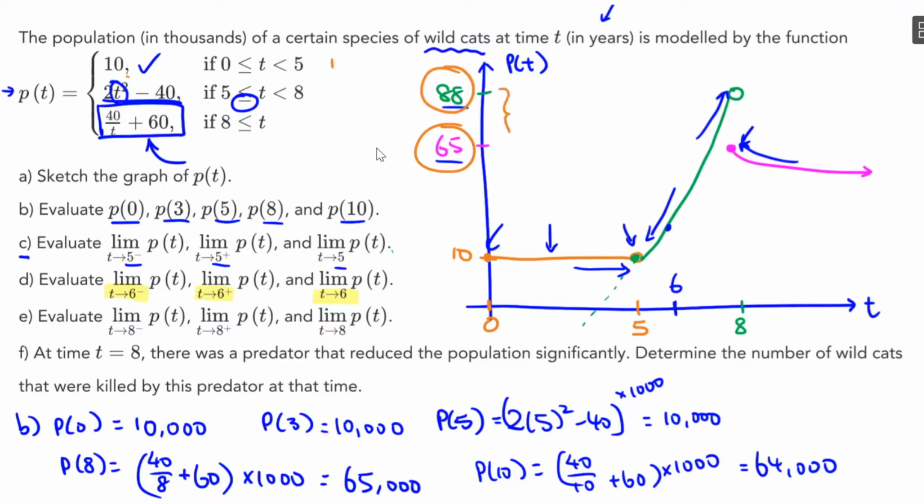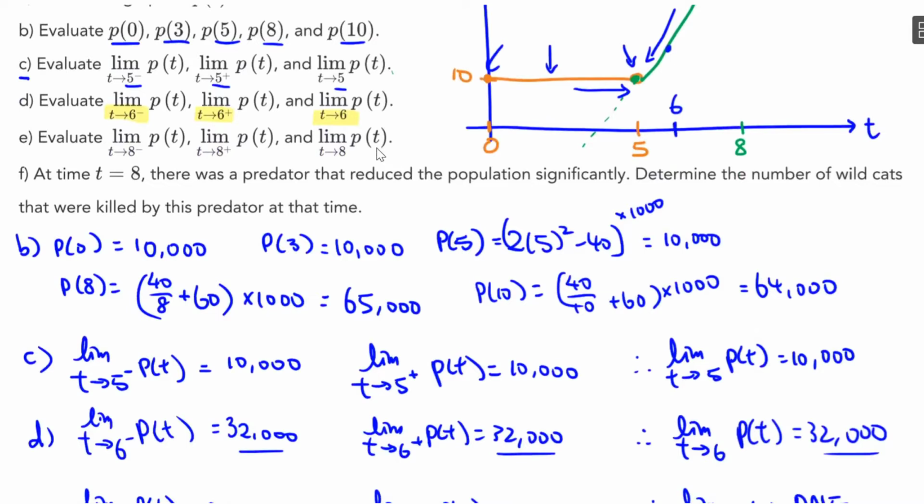So this difference here is a difference of, what, 23,000? So this difference of 23,000 can only be explained by the predator. Okay, so therefore, the number of wildcats that were killed by the predator is 23,000.